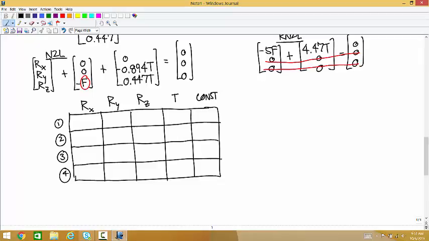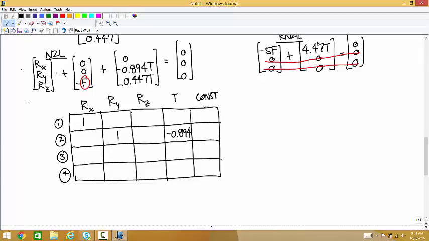So the first equation says Rx, we have 1, everything else is 0. The second one, of course, just says that Rx is equal to 0. I usually just put it in the matrix anyways and just let it all work out. Ry's, we have 1 in the second equation. T's, we have negative 0.894.